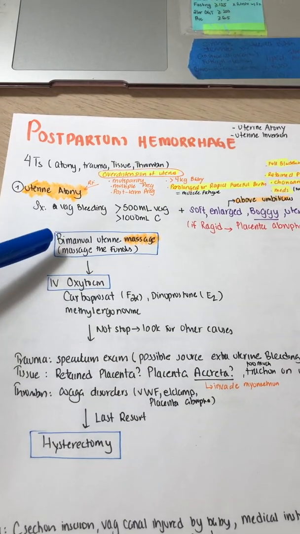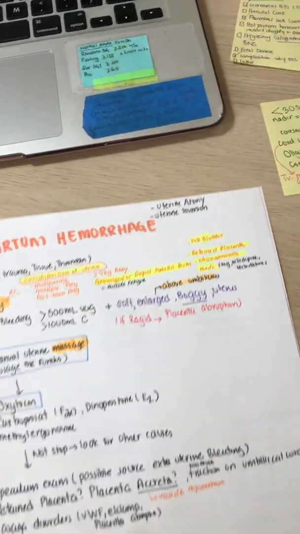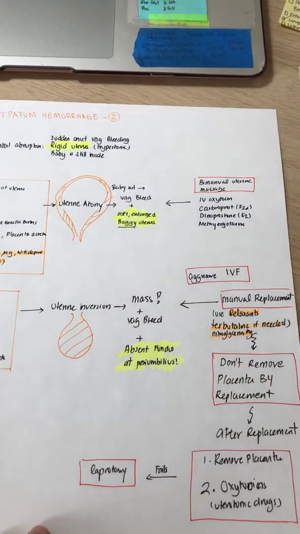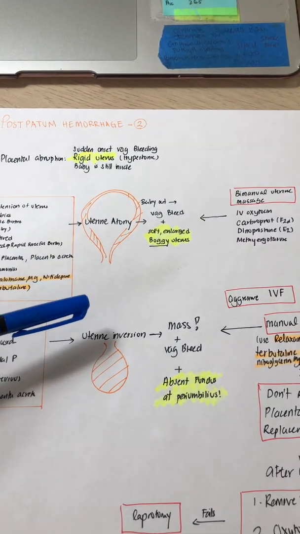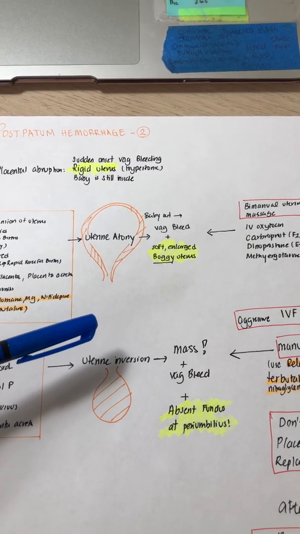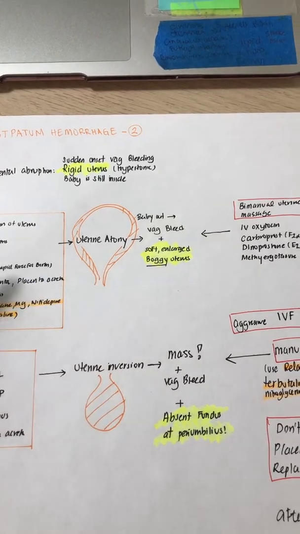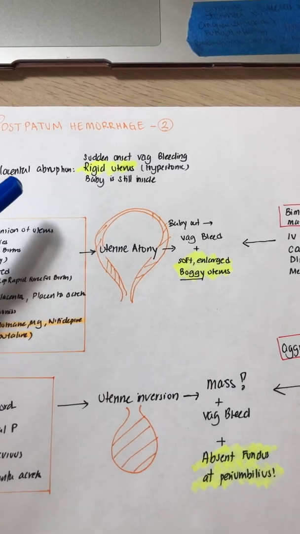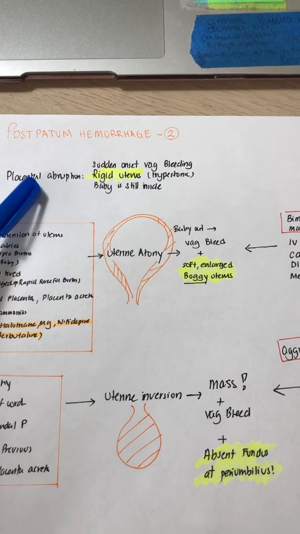Again, the management is by manual massage, oxytocin. The last resort is hysterectomy. So I made this little comparison between uterine atony and uterine inversion because I usually get these two questions wrong. I know that it's easy, but this is a concept that I always get wrong, so this figure helps. So first, there's placental abruption, right? Anything with a rigid uterus is placental abruption.